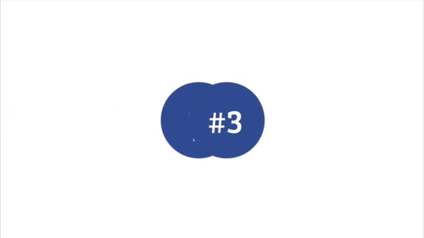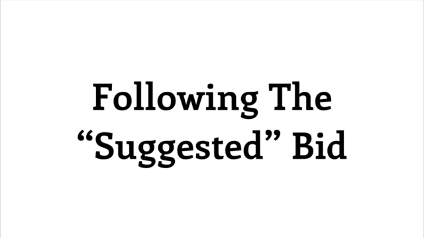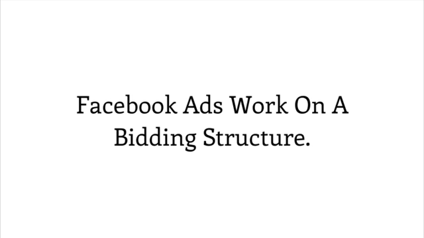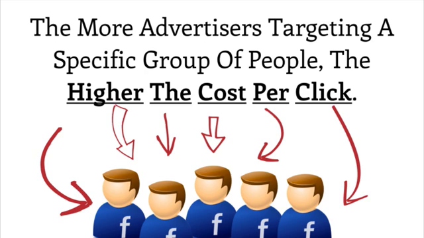Number 3, following the suggested bid. So let me tell you a little bit about Facebook's suggested bid when you first set up your ads, because this little feature has been confusing advertisers since 2007. You see, Facebook ads work on a bidding structure, which means the more advertisers targeting a specific group of people, the higher the cost per click is going to be.